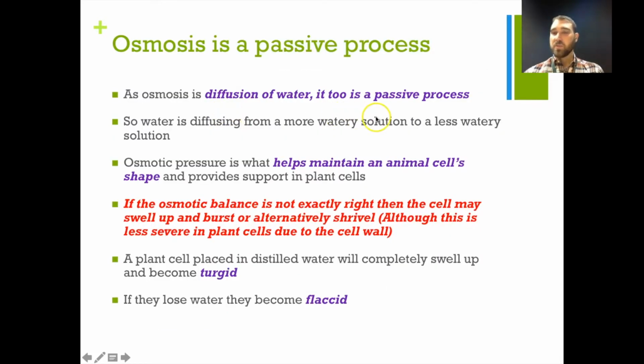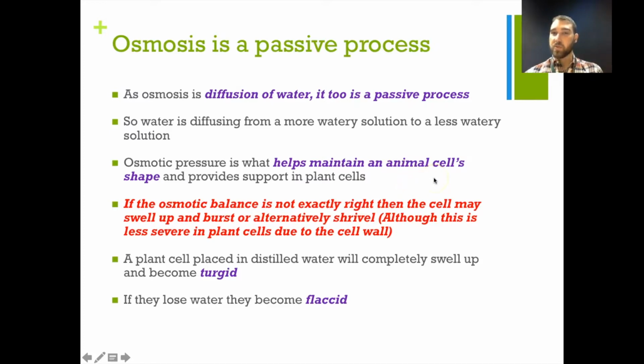So osmosis, too, is passive. It doesn't require energy from the cell, it just requires energy from the environment. So one way of looking at it is that it's moving from a watery solution to a less watery solution, or you can look at it in terms of the solute concentration. So from low solute concentration to high solute concentration. This can generate what's called osmotic pressure, and it can help maintain the cell shape.